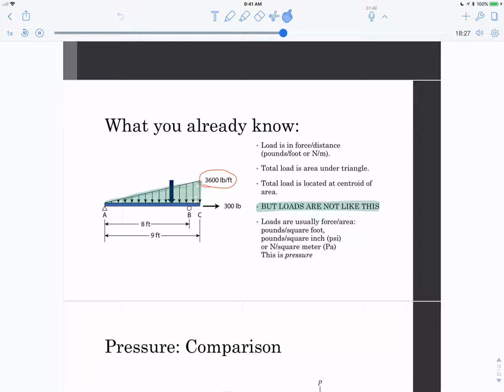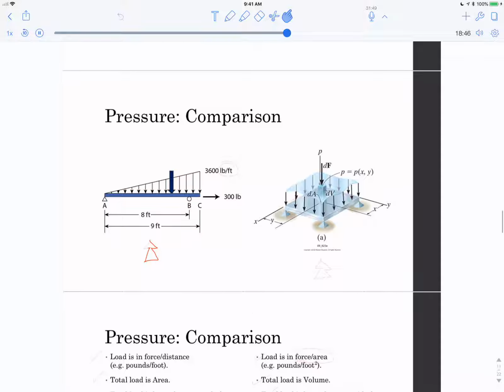What you usually have is force per area, or pounds per square foot, pounds per square inch, that's a PSI, Newton per square meter, which is a Pascal. We often call this force per area pressure. So here is what we have been doing using these pounds per foot in these 2D problems, but real life is 3D. And so instead of pounds per foot, you're going to get this pressure P per square foot, or per this area right here. So you'll have a certain amount of force distributed over that area.